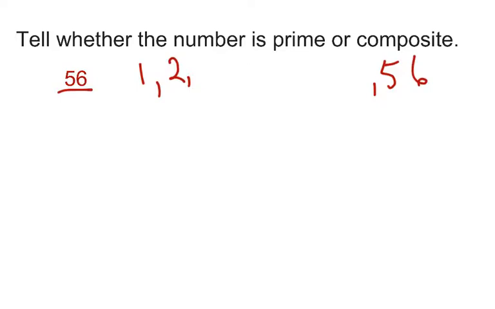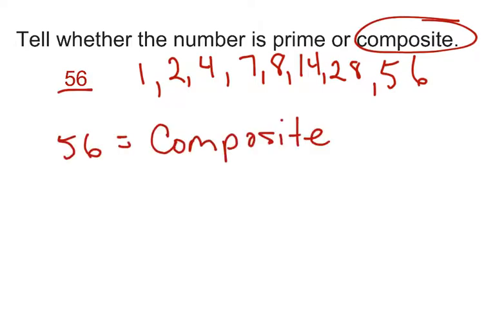So we know, of course, 2 times 28, 4 times 14, as well as 7 and 8 are all the factors of 56. So because there's more than just 1 and itself, we know that the number 56 is composite. And even though a lot of you can look at that number and tell that it's composite, I want you to show me in your notes all the factors of 56 and prove to me that 56 is composite.